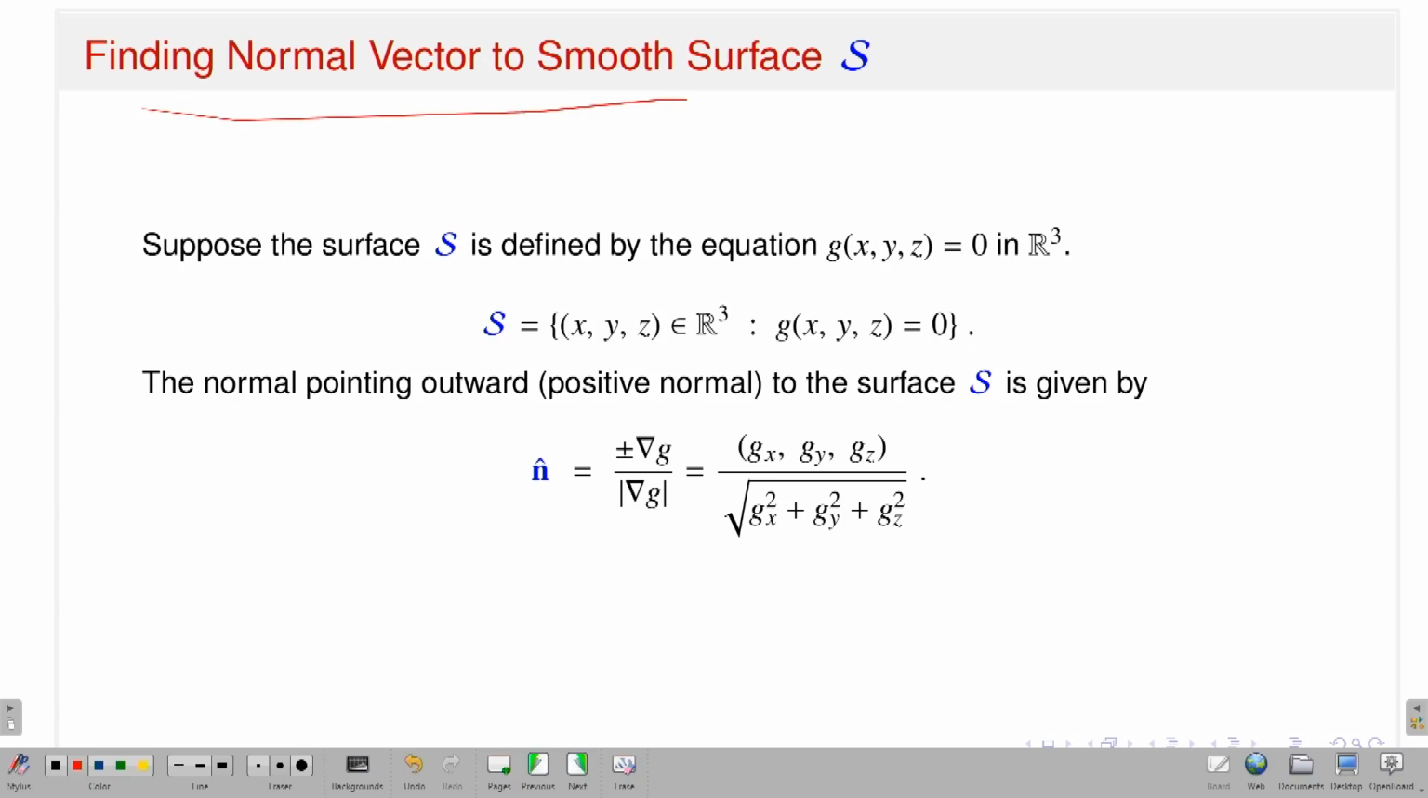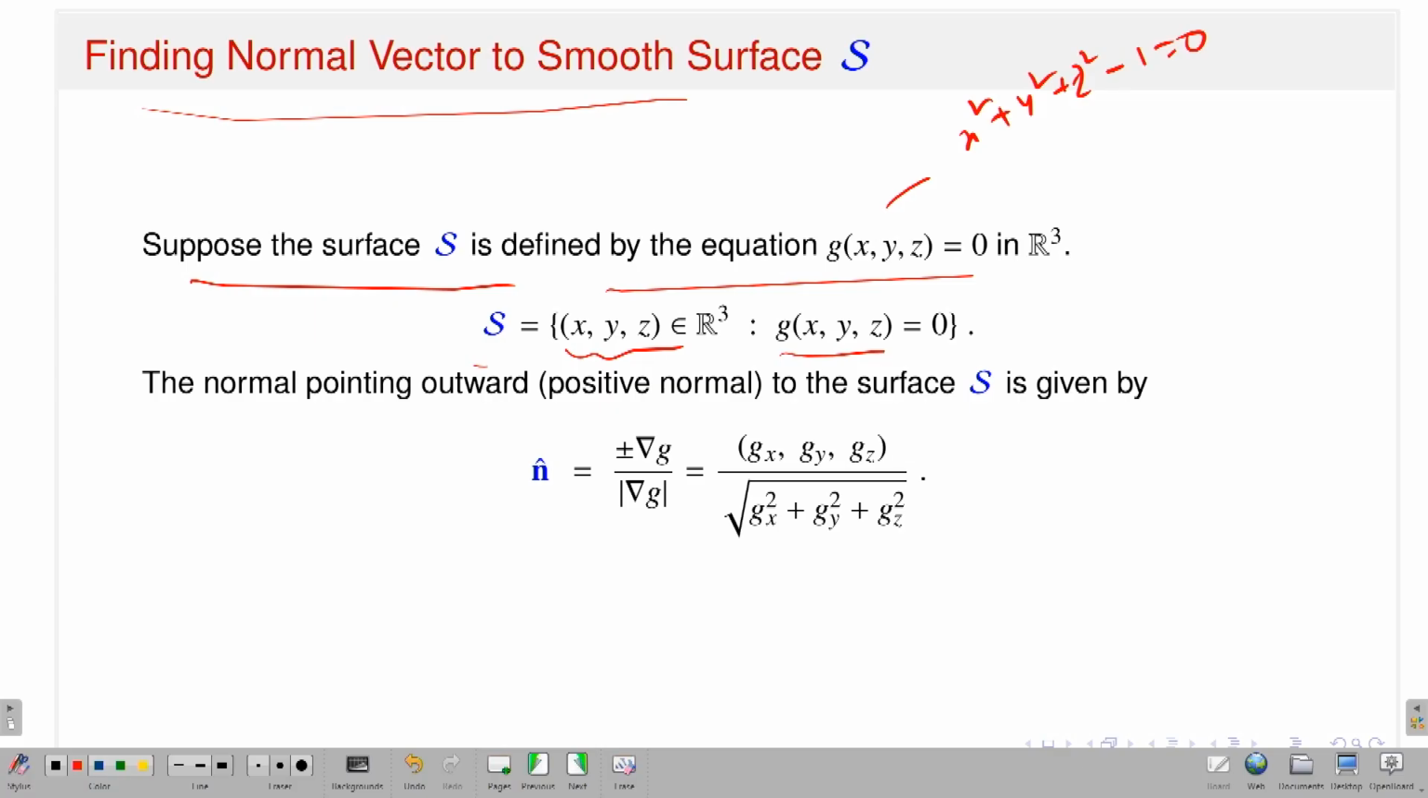So finding the unit normal vector to a smooth surface: suppose your surface is identified with a function like g of x y z is equal to 0, right? So in that case, what will be your surface? It is the collection of all those x y z satisfying some functional relation, right? So suppose g of x y z is equal to x square plus y square plus z square minus 1 is equal to 0. That means it is again the unit sphere. So it is given by a functional equation.